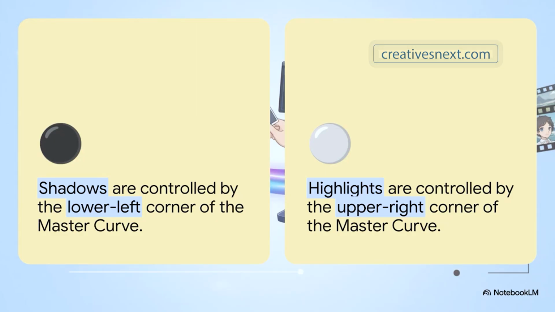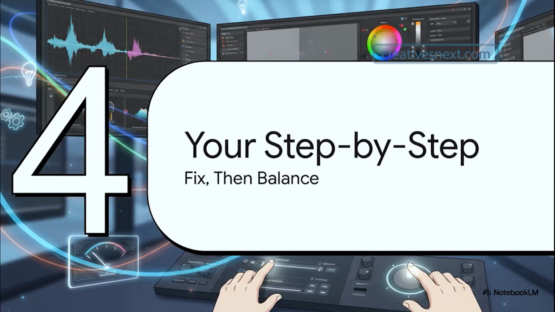Now, don't let this line intimidate you. It's actually super simple. Think of it like this. The bottom left of the line is all your dark stuff, the shadows. The top right, that's your bright stuff, the highlights. You want to make the blacks darker? Just pull down on the bottom left. Brighter whites? Push up on the top right. It's honestly that intuitive. Okay, enough theory, let's get our hands dirty.